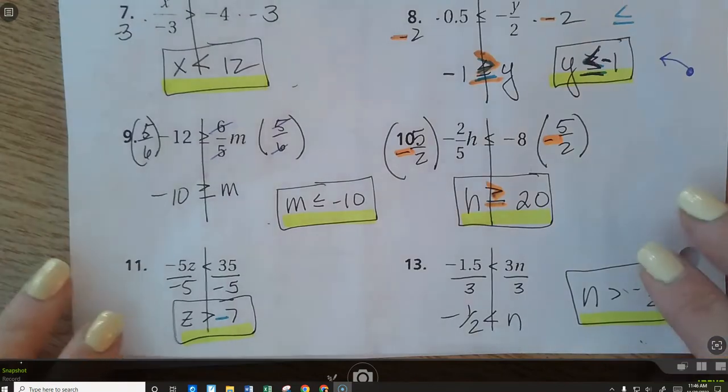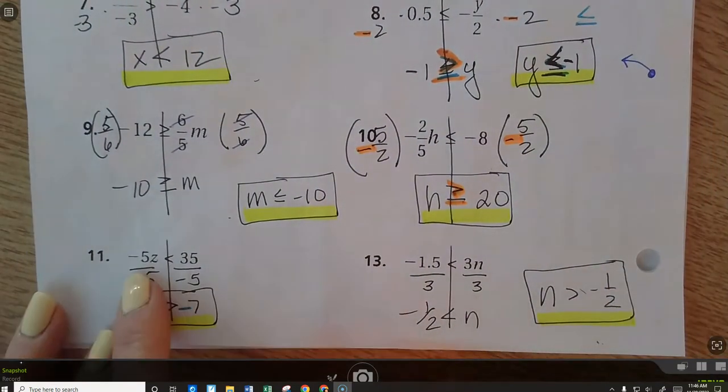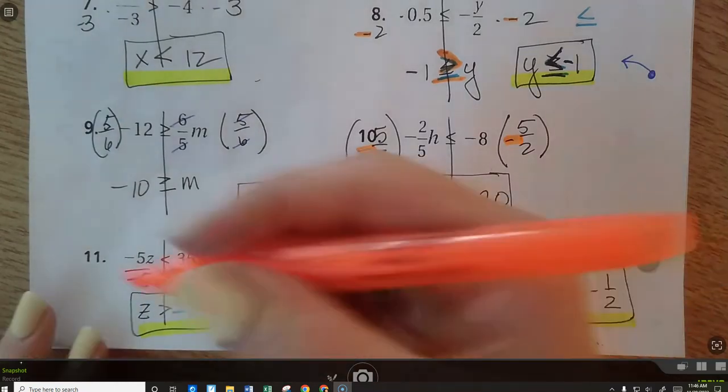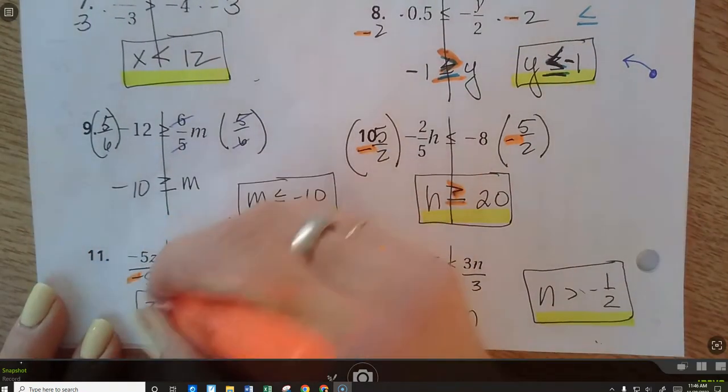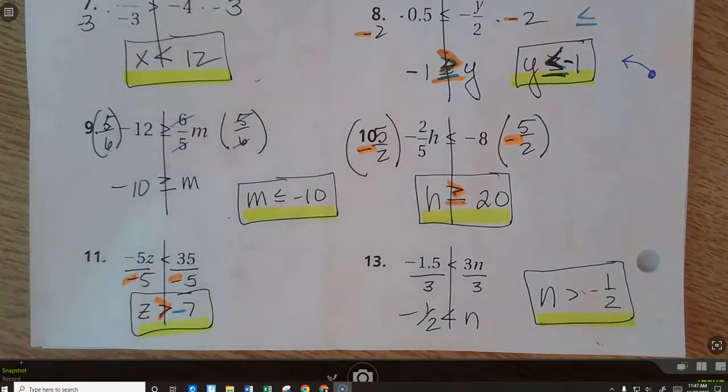And then the last two, let's check these. So divide by negative 5 on both sides. As soon as you do that, flip this sign around so it's going the other way. Okay, and then got my answer. Z is greater than negative 7.